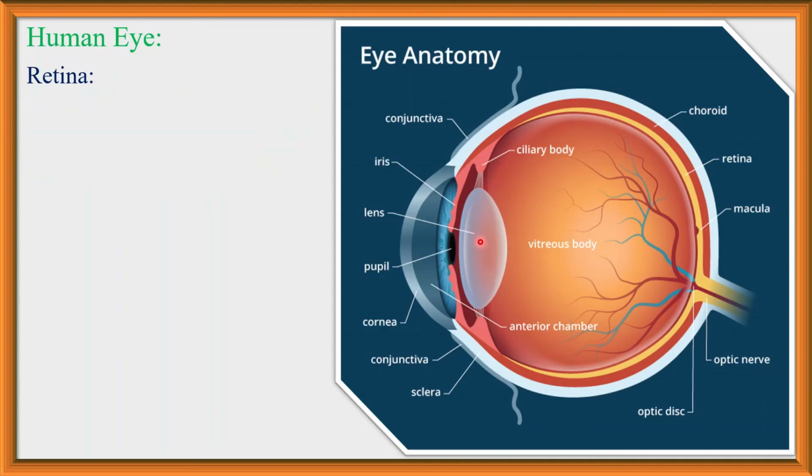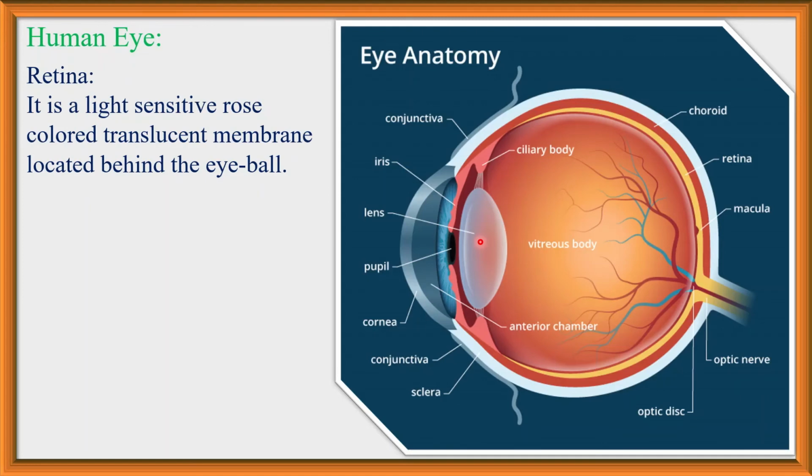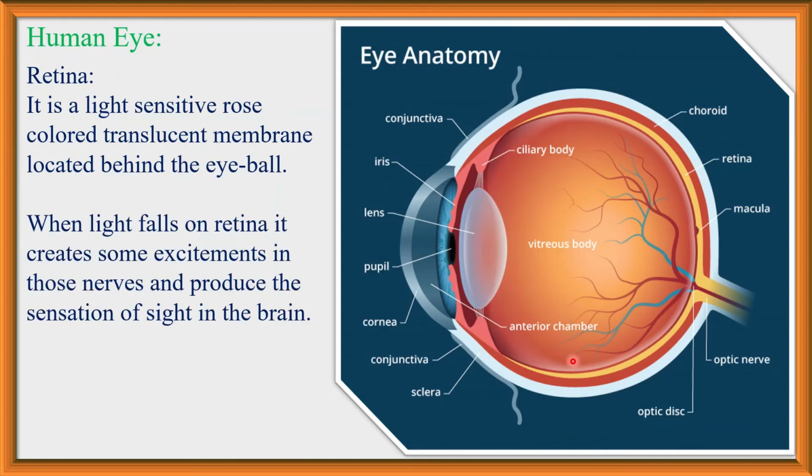Retina. It is a light sensitive rose colored translucent membrane located behind the eyeball. This part is retina. When light falls on the retina, it creates some excitement in those nerves and produces the sensation of sight in the brain.